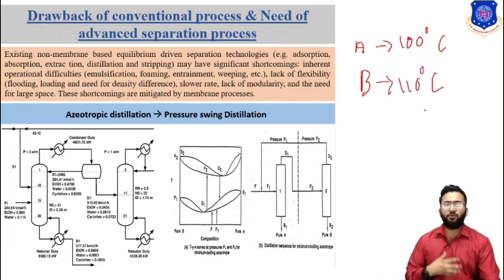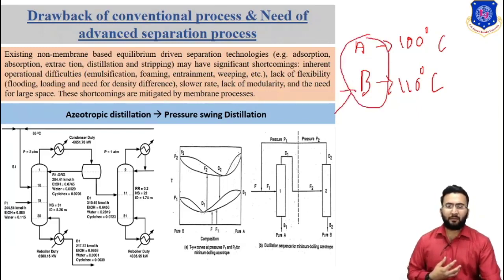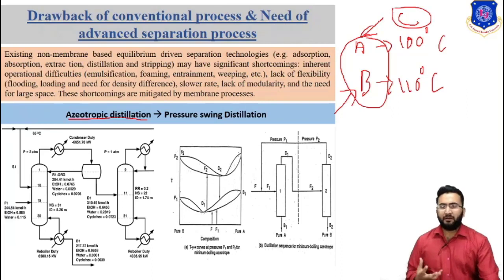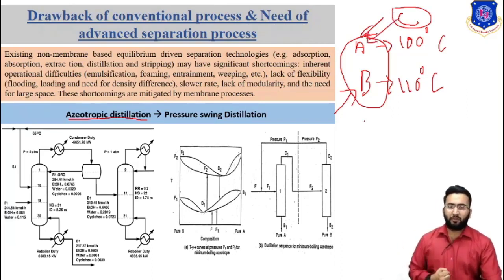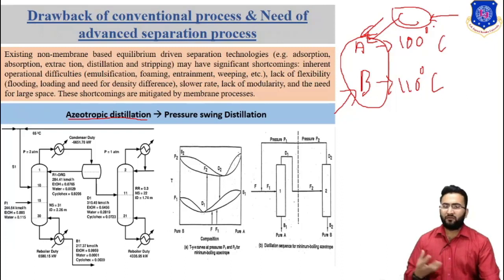Now if we are going to do simple distillation to separate these two products, we cannot separate them effectively. To separate them, we have to use azeotropic distillation, in which we add a third component, known as an entrainer, which forms a minimum boiling point mixture with one of these components, and we can separate the other component. So in this technique, we have to add a third component, which is an entrainer.